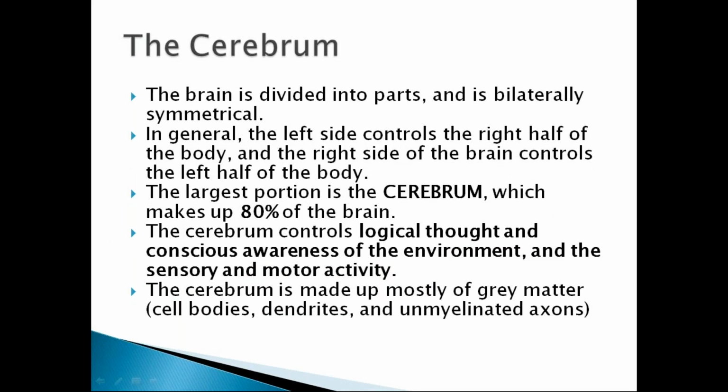Now, the cerebrum. The brain is divided into parts and is bilaterally symmetrical. In general, the left side controls the right half of the body, and the right side of the brain controls the left half of the body. The largest portion of the brain is the cerebrum. It makes up 80% of the brain. The cerebrum controls our logical thought and conscious awareness of the environment and the sensory and motor activity. The cerebrum is made up mostly of the gray matter, which consists of cell bodies, dendrites, and unmyelinated axons.